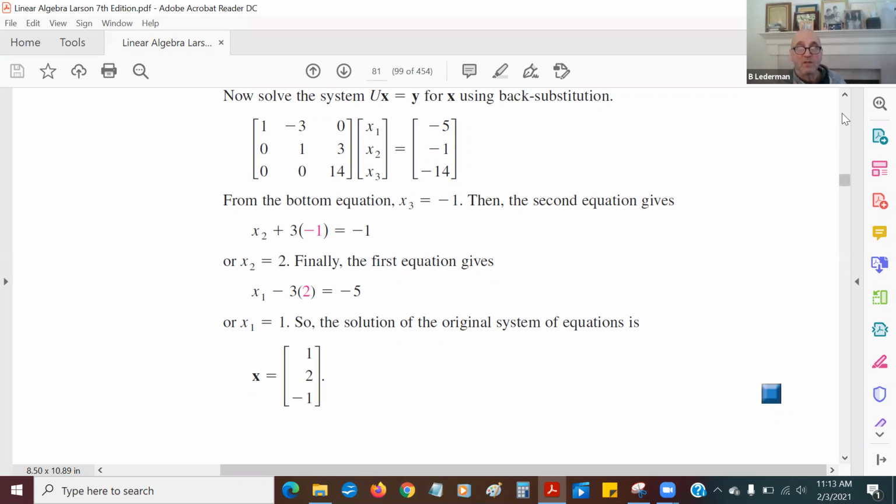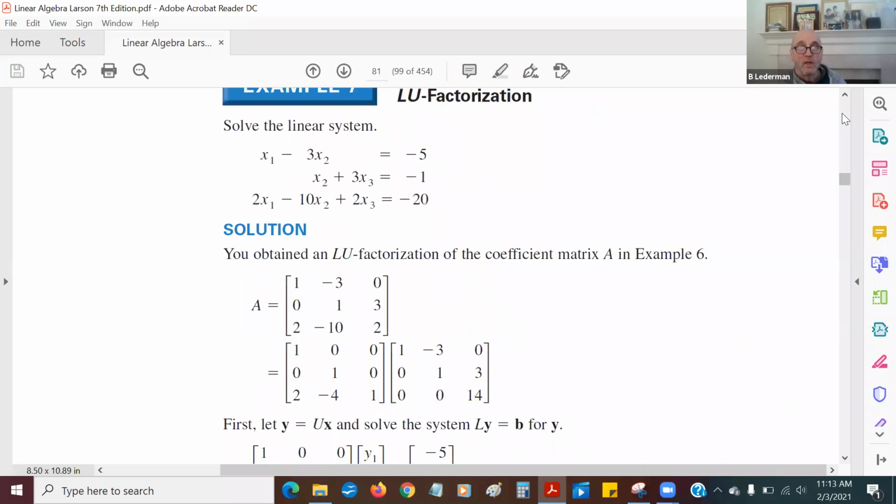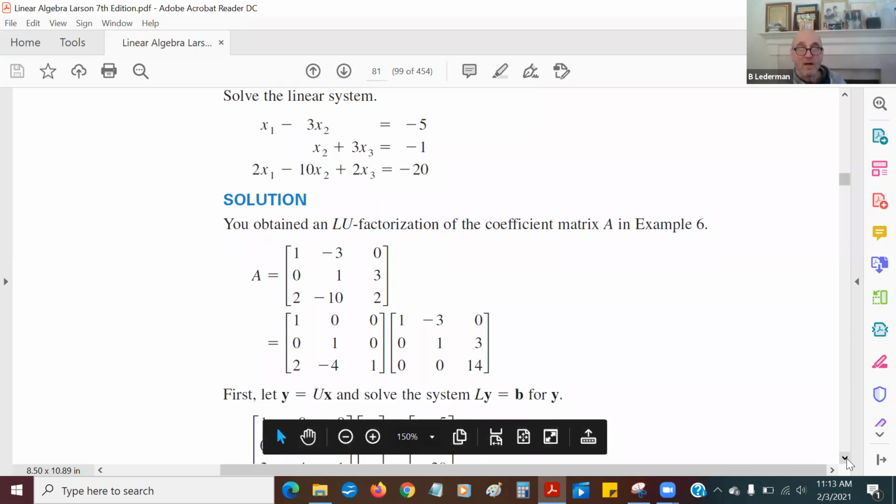Let's go back to our system of equations and check. That's 1 minus 3 times 2, so that's 1 minus 6, which is -5. That's 2 minus 3 equals -1, and this is 2 minus 20 minus 2. So 2 minus 2 cancel, and I just have minus 20 equals minus 20. And that is using LU factorization to solve a system of equations.